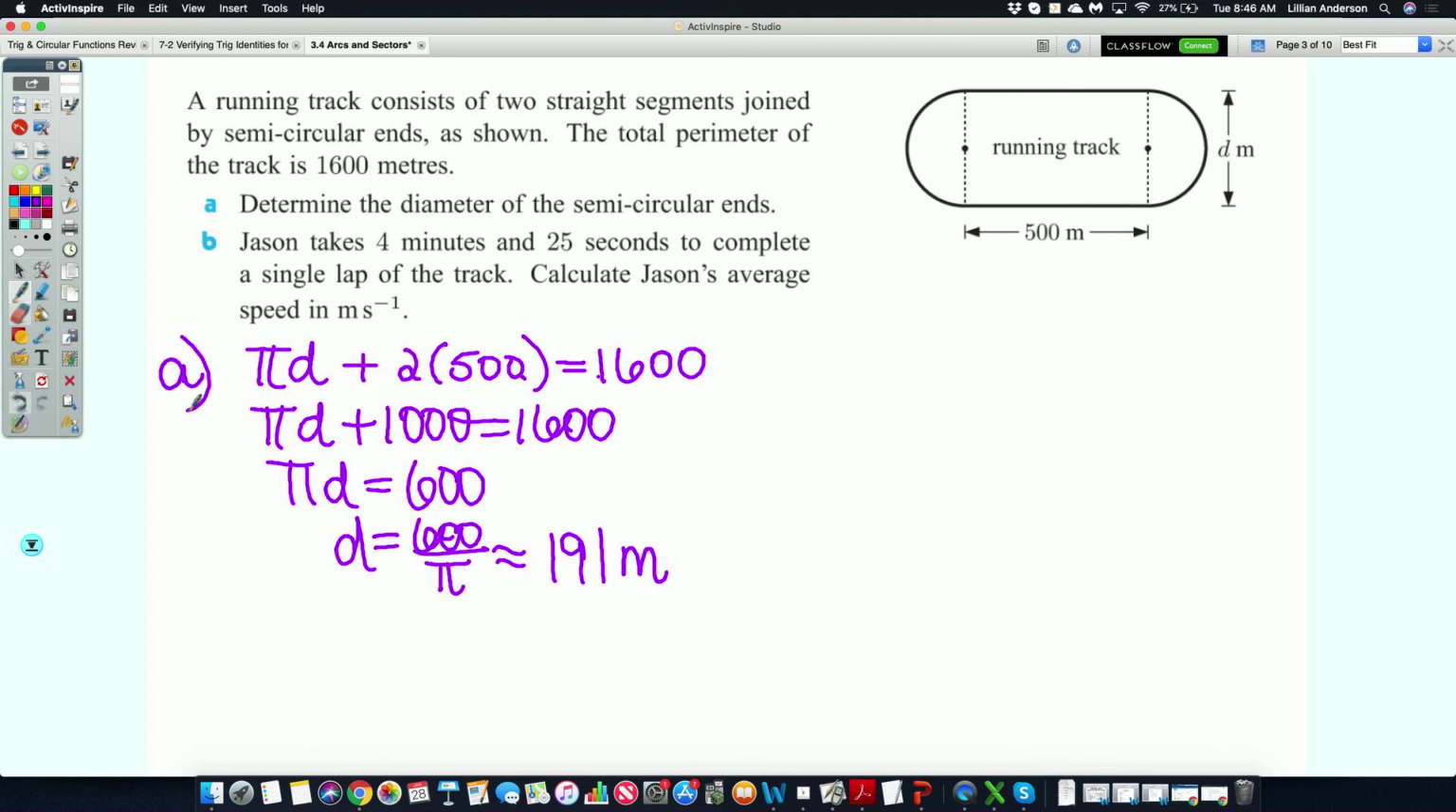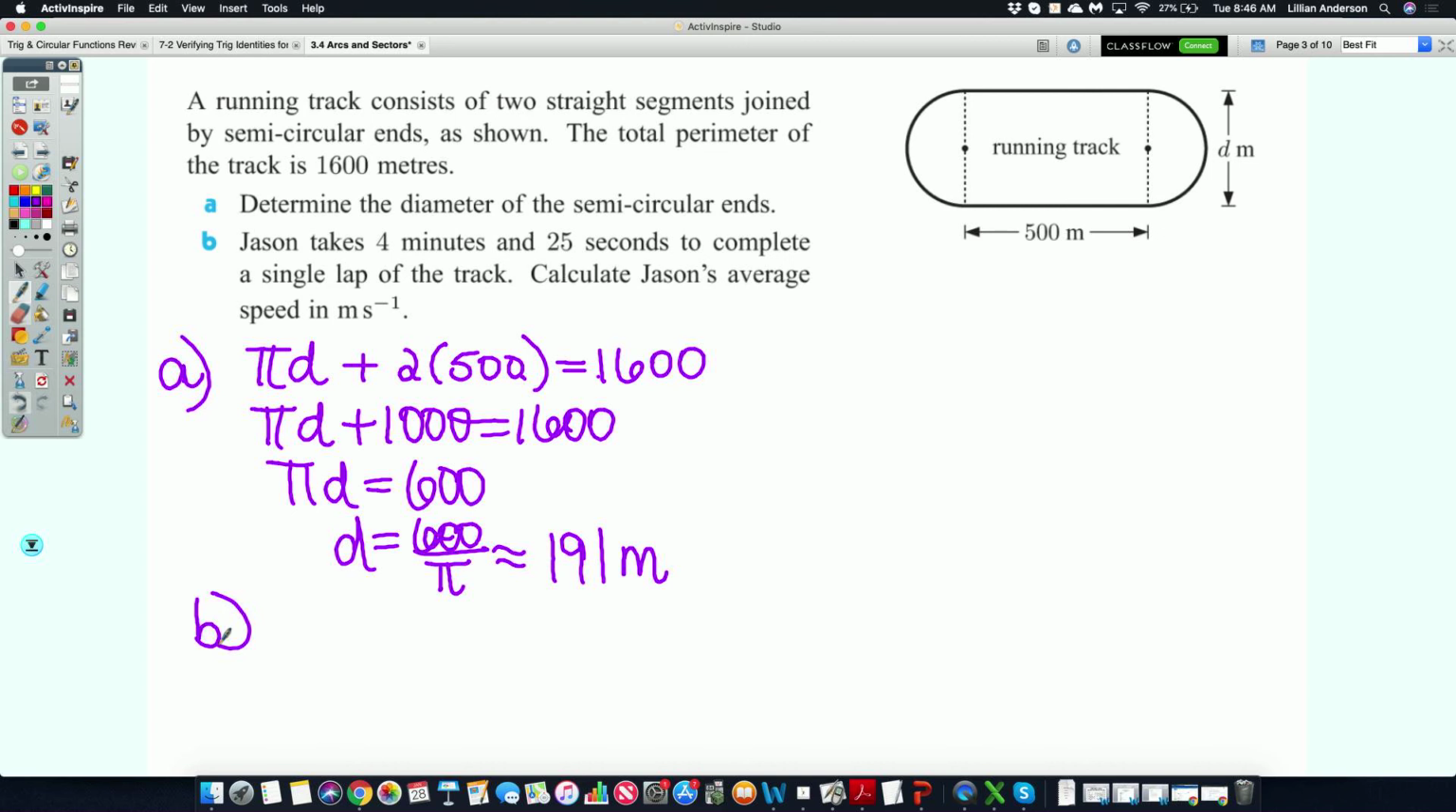Okay, so in this particular case, we applied the concept of circumference in retrospect to the perimeter of an entire figure. B, Jason takes 4 minutes and 25 seconds to complete a single lap of the track. Calculate Jason's average speed in meters per second. A very good question that's asked on the SAT. Okay, for those who are going to be taking the ACT or SAT in the upcoming weeks.